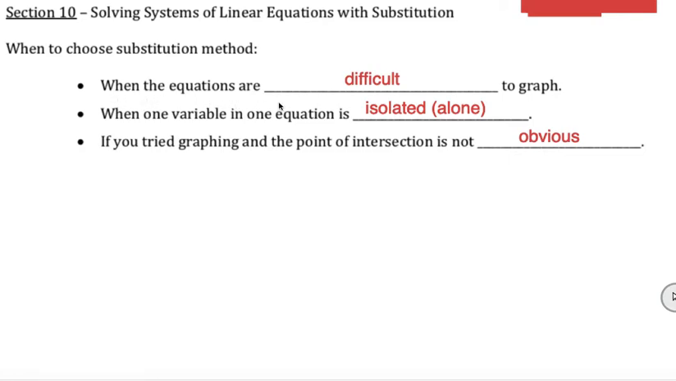When the equations are difficult to graph, or if you tried graphing and the intersection is not obvious, for instance, if it's in between the corners, it's a decimal, something that's not easy to determine the ordered pair. And then we're ready to use a method called substitution when one variable in one equation is isolated or alone by itself. So let's look at an example like that.